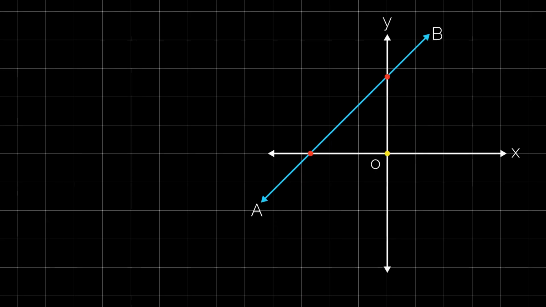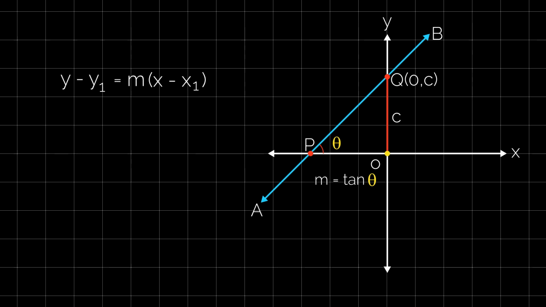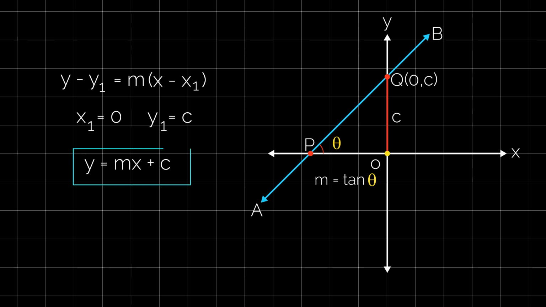Let the given line AB cut the axes at P and Q and make an angle theta with the positive x-axis, so m equal to tangent theta. Let its y-intercept be equal to c, so coordinate of Q is (0, c). Now from point slope form of a line, we have y minus y1 equal to m times (x minus x1). As Q is on the line, so put x1 equal to 0 and y1 equal to c, we get y equal to mx plus c, which is the required equation of straight line in slope intercept form.